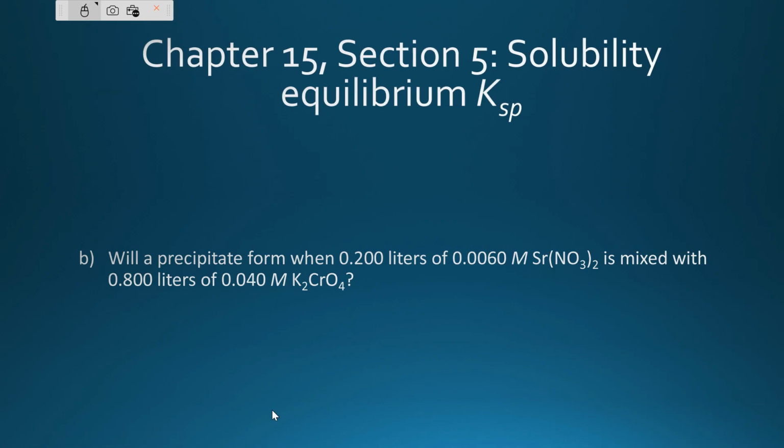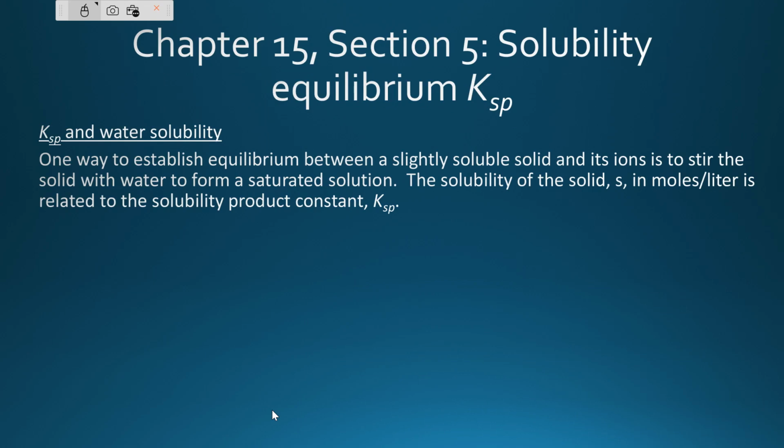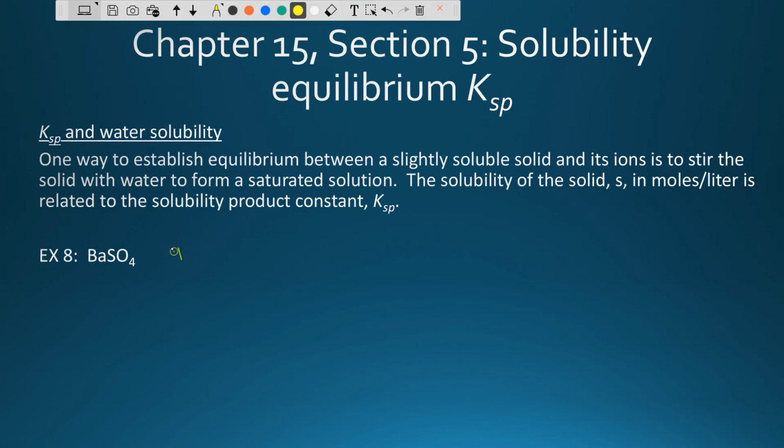All right. Now, moving on to the next scenario, we're taking a look at water solubility. One way to establish that for a slightly soluble solid is to stir the solid in there to form a saturated solution. Solubility of the solid, we'll just call it S, in moles per liter is related to the solubility product. Remember, that's at equilibrium. So if we stir it up and let it settle out, I'm going to get barium sulfate. That's a solid, and that will dissociate into my barium ions plus my sulfate ions.